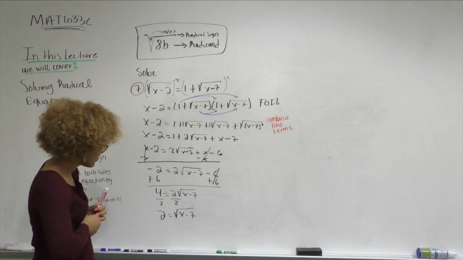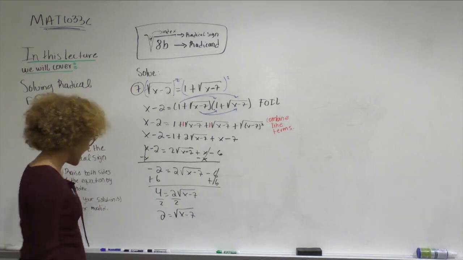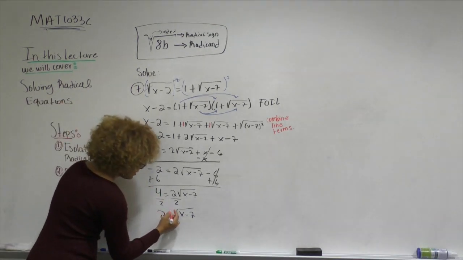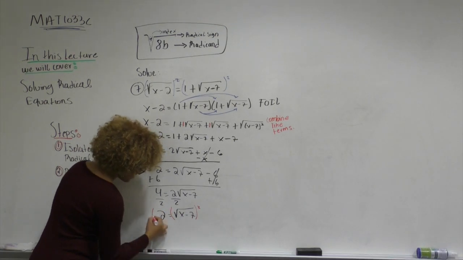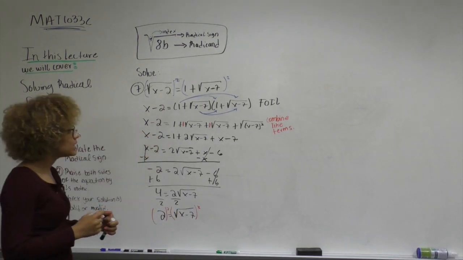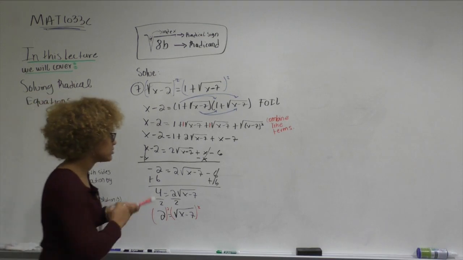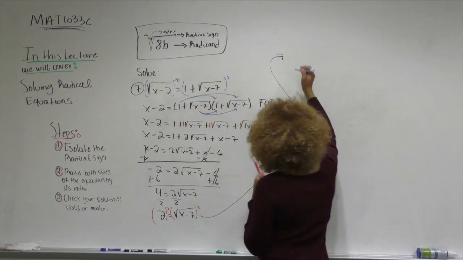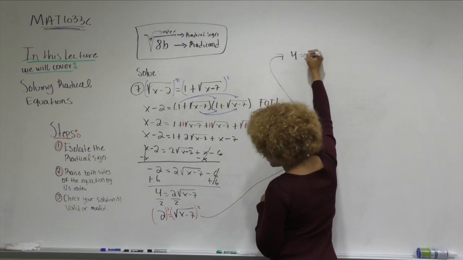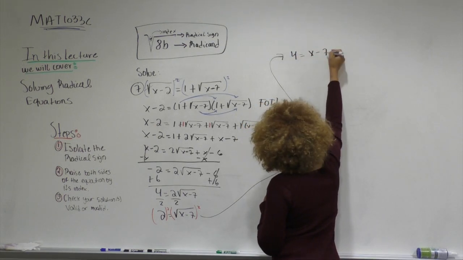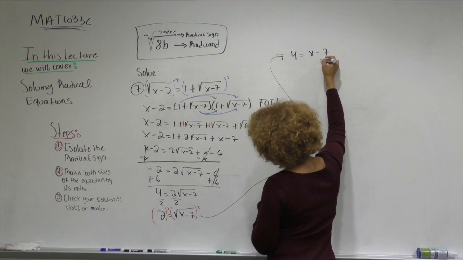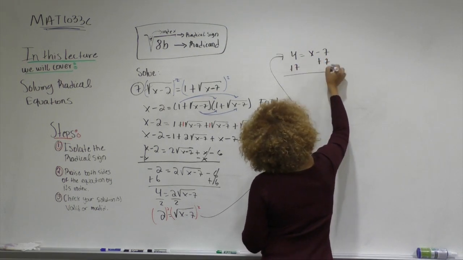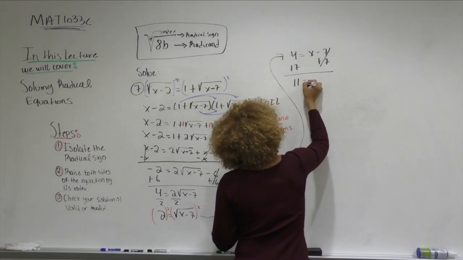So, what do you think we're going to do now? Now my radical is by itself. So I'm going to go ahead and square both sides. Once I square both sides, go over here. I'm going to have 4 equals x minus 7. Now I just need to solve for x. So I'm going to go ahead and add 7 to both sides. And I have 11 equals x.